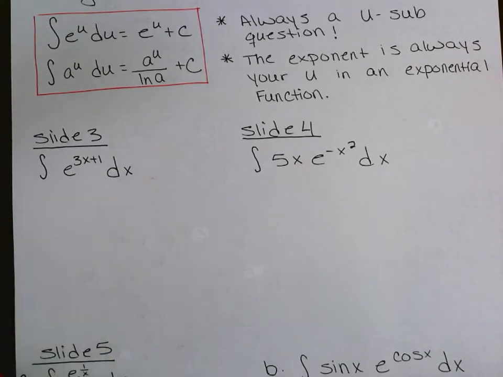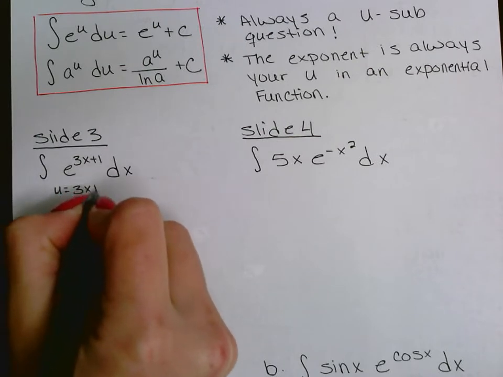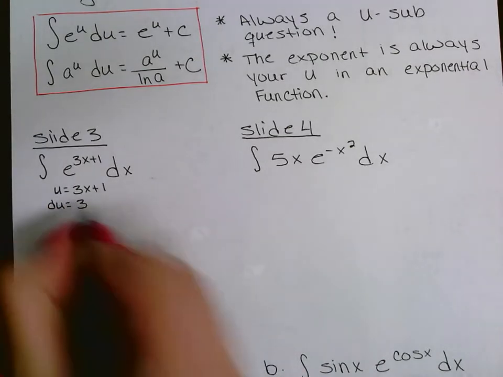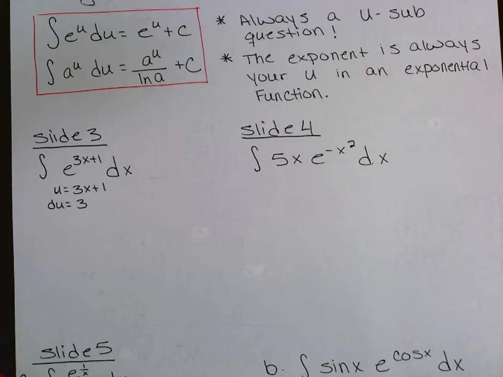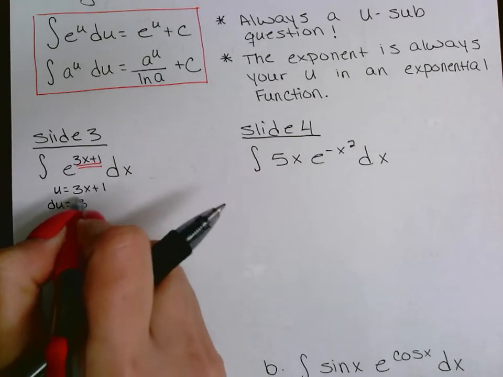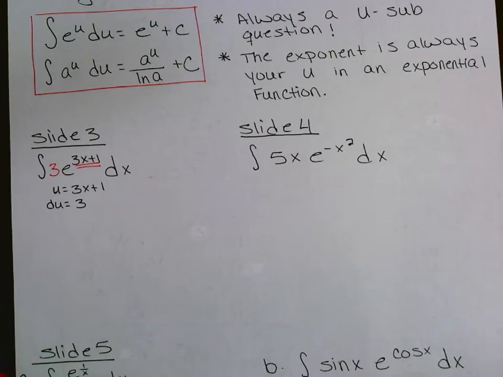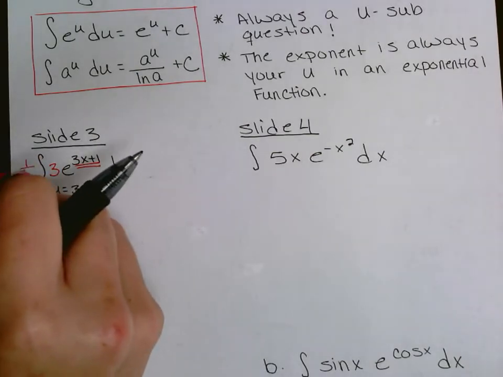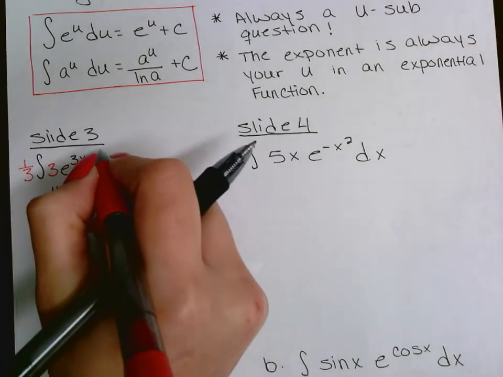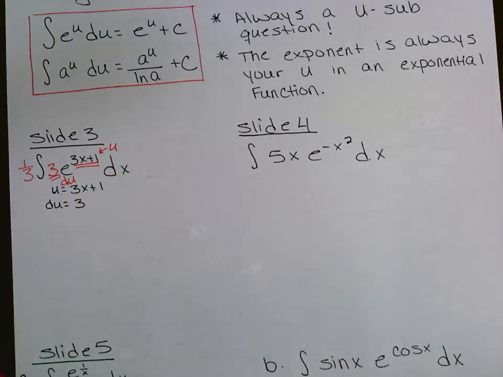For this first one on slide 3, who is my u? 3x plus 1. What is the derivative of 3x plus 1? 3. Am I missing anything in this problem? So this is my u. My du, the 3, needs to exist there. So I am missing that 3. Right. So I put the 3 on the inside, and like you said, the 1/3 on the outside. The reciprocal. Exactly.